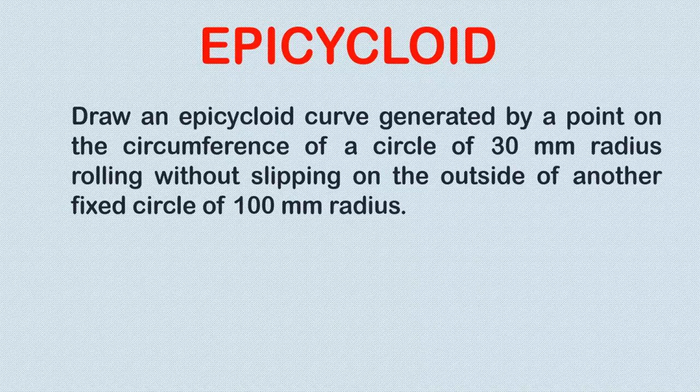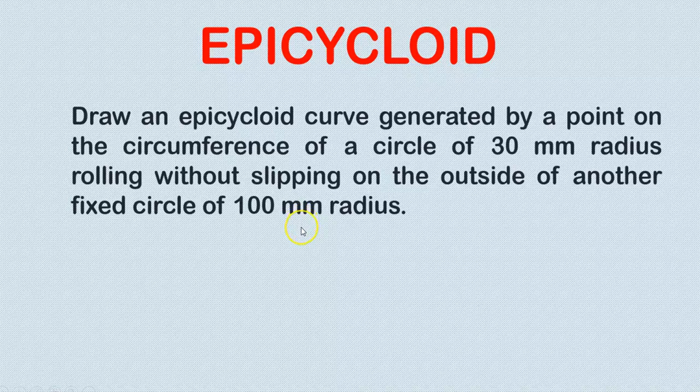Radiuses are very important. Take down this question. Draw an epicycloid curve generated by a point on the circumference of a circle of 30 mm radius rolling without slipping. Rolling circle radius is equal to 30 mm. Directing circle radius is 100 mm.